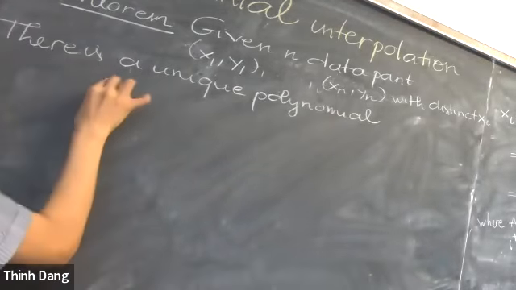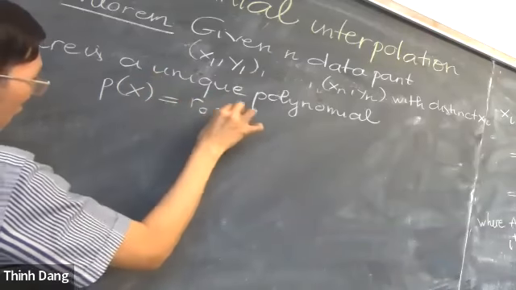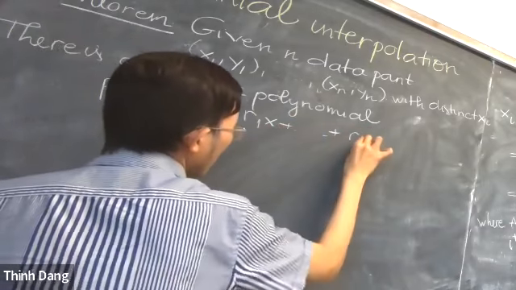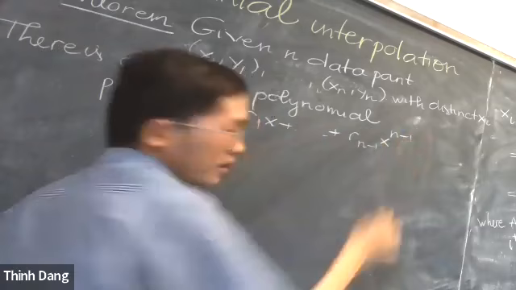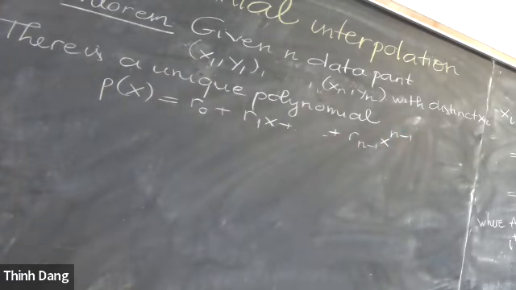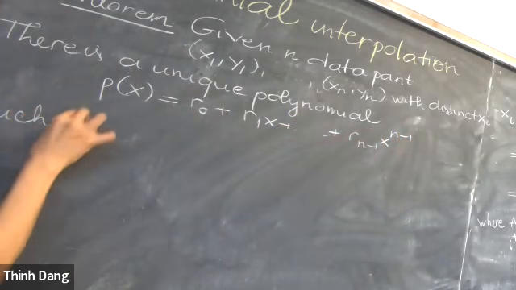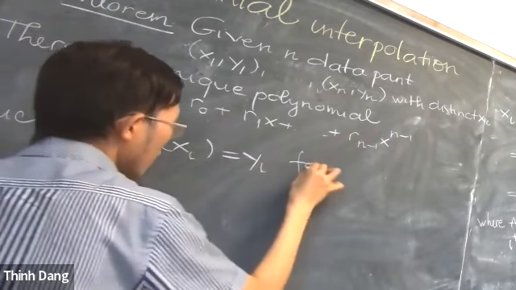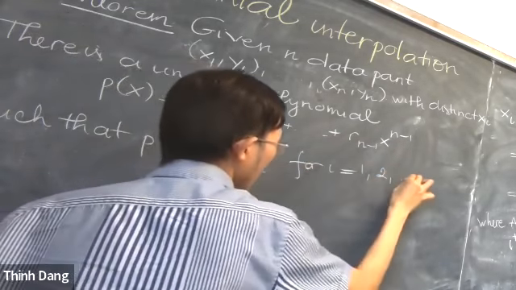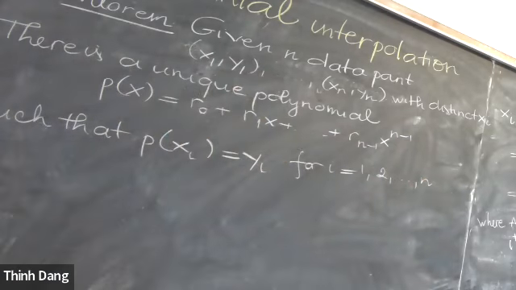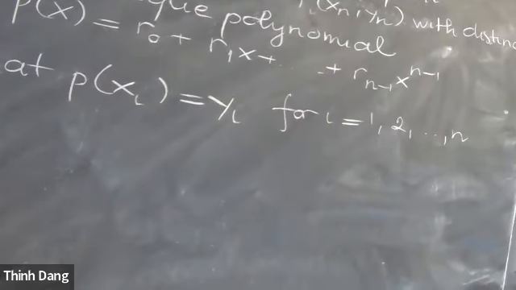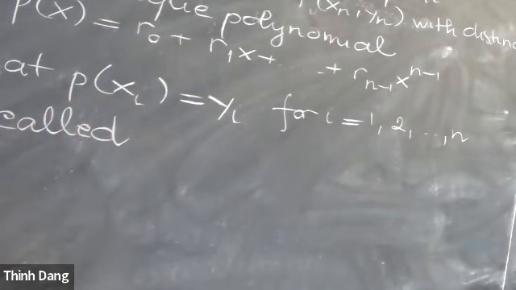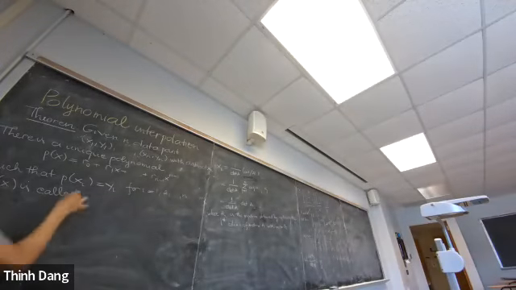We would call this polynomial P(x) equal to r0 plus r1 x up to r(n-1) x to the power of n minus 1, such that P(xi) is equal to yi for i equals 1 up to n. And P(x) is called the interpolating polynomial for the data points.